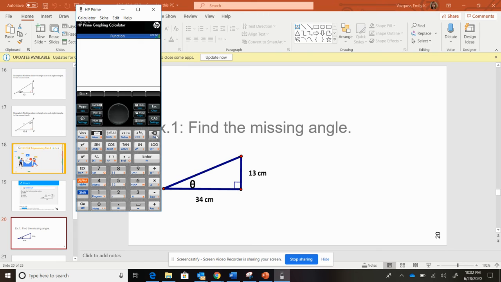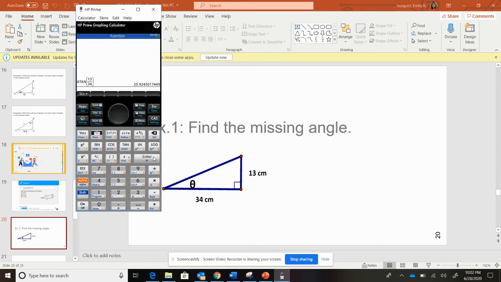What I need to do in order to access the blue part of this button is hit shift and then the tangent. And now you'll see the A in front. Again, the A tangent stands for arctangent, which is exactly the same as tangent inverse. So I said we're going to do tangent inverse of 13 over 34.